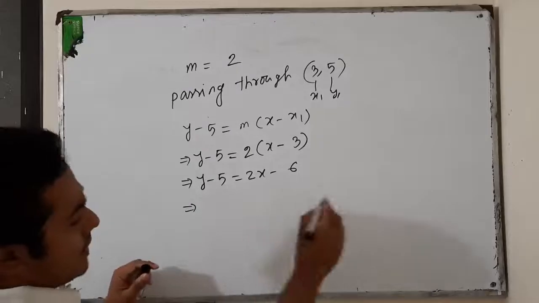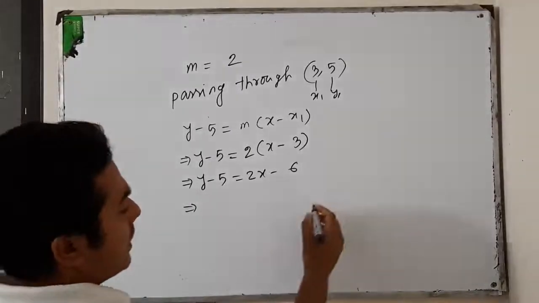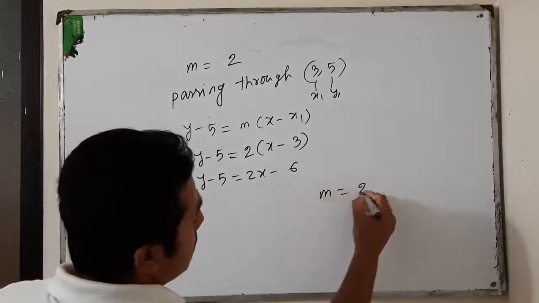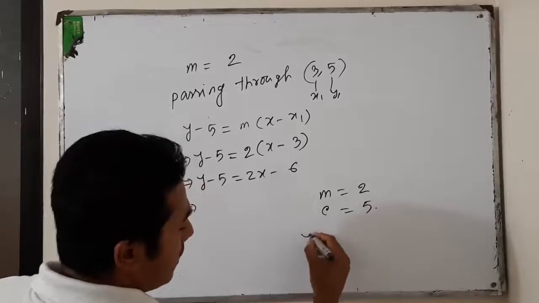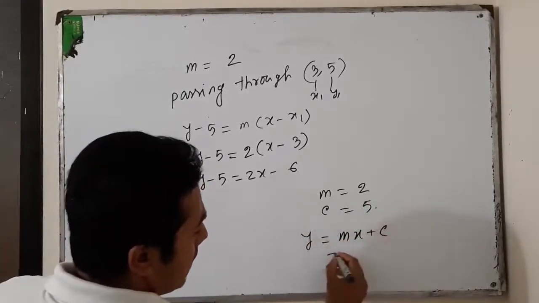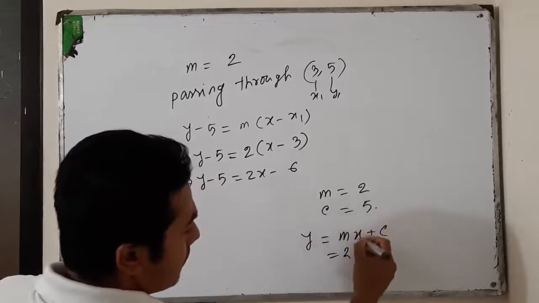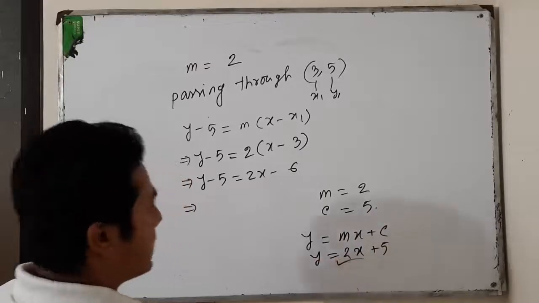For example, for the third formula of the equation of a straight line, slope m is equal to 2 and y-intercept c is equal to 5, then the equation of the straight line is y is equal to mx plus c. m is equal to 2, c is equal to 5. So y equals 2x plus 5. This is the equation of the straight line.